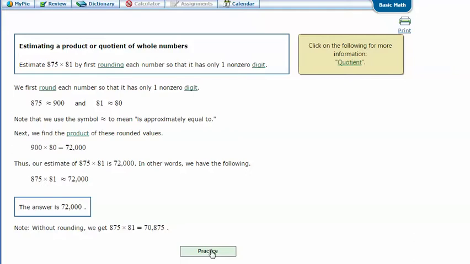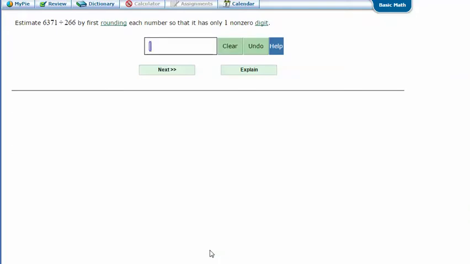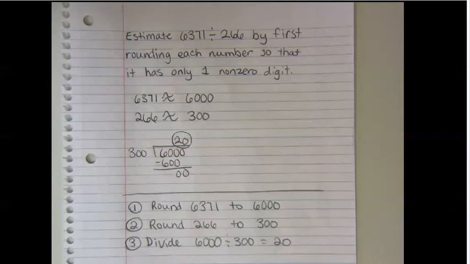Let's try another one. Estimate 6,371 divided by 266 by first rounding each number so that it has only one non-zero digit. Here are my notes. Estimate 6,371 divided by 266 by first rounding each number so that it has only one non-zero digit.